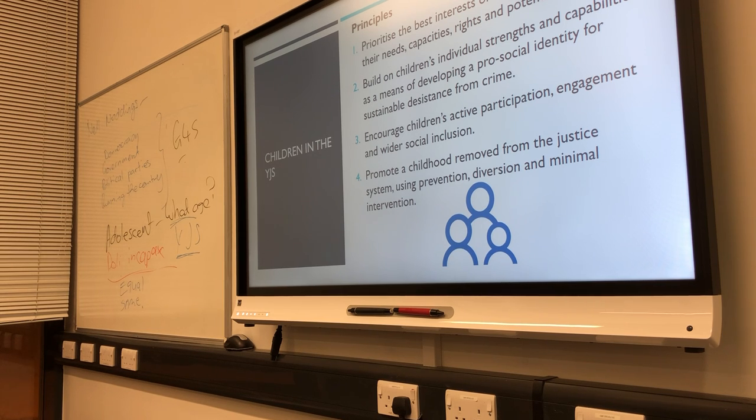We've talked about the welfare of the child, the welfare approach, again serving children's best interests. What is in the best interests of the child when you're looking after children who are in the youth justice system? Remember, these children have committed crimes. Let's not forget that. But it doesn't mean that they forfeit their rights. They still need to be participating in a social agenda, and you also need to build on their strengths so that when they get out of these institutions, they can be usefully or profitably employed. And then promote a childhood removed from the justice system, i.e. make sure that children don't carry on committing crime.